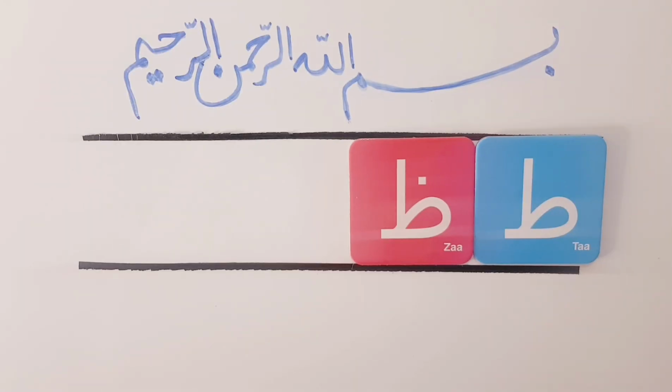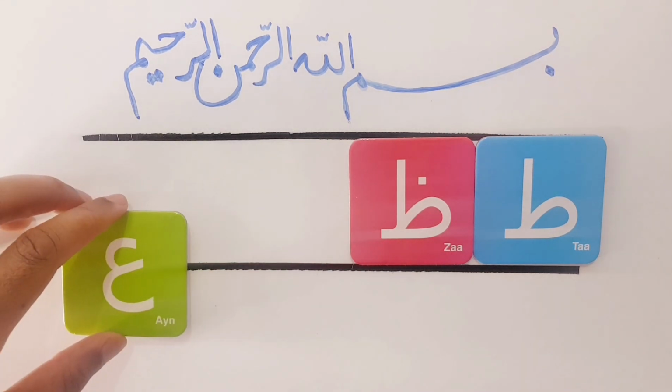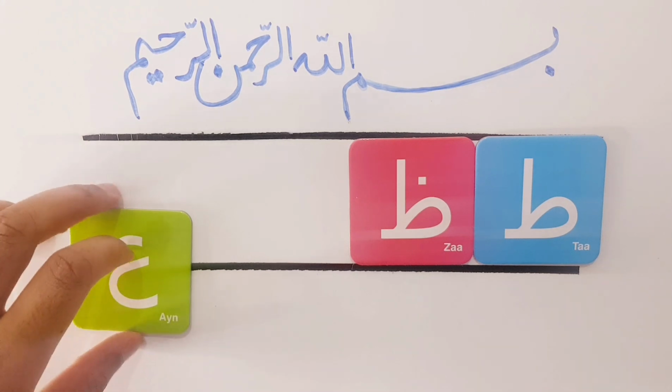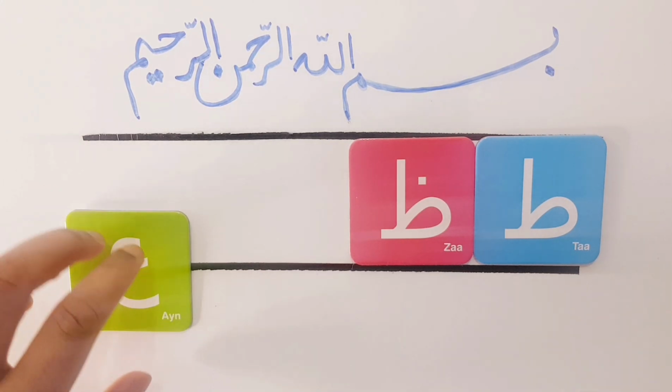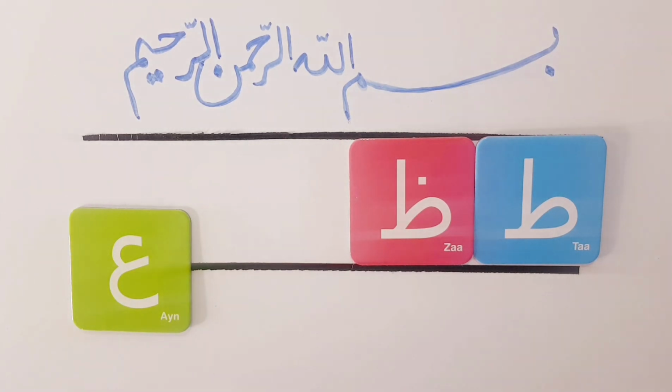The next letter after Dha that we're taking in today's class is Ayn. Ayn comes from the middle part of your throat. It sounds like someone's being choked.